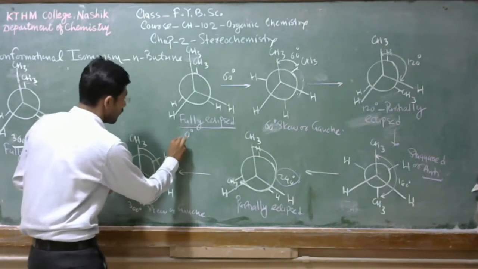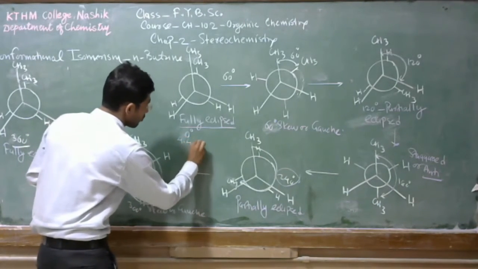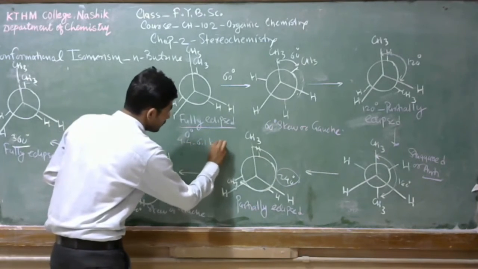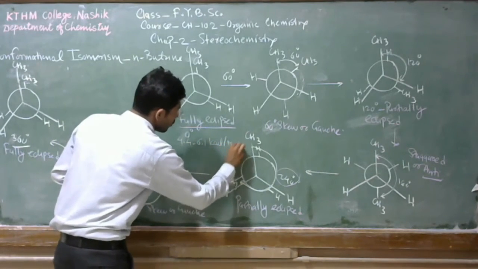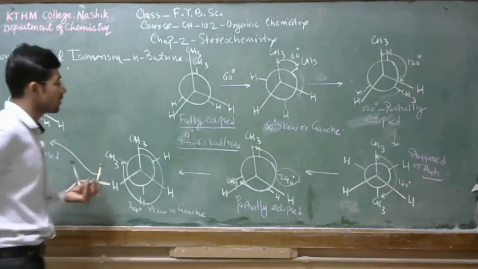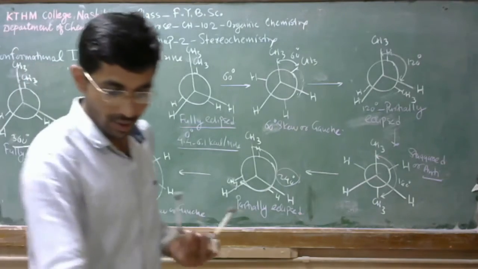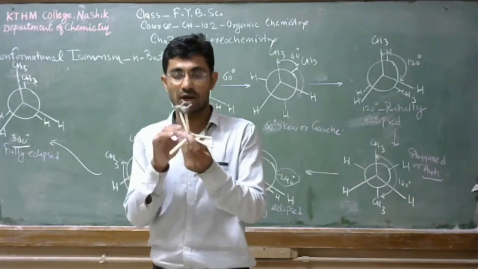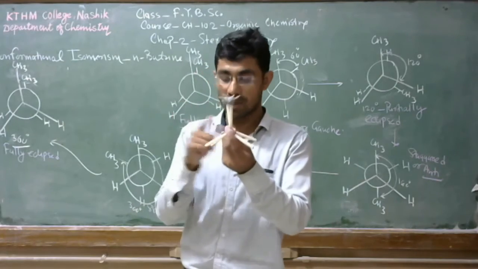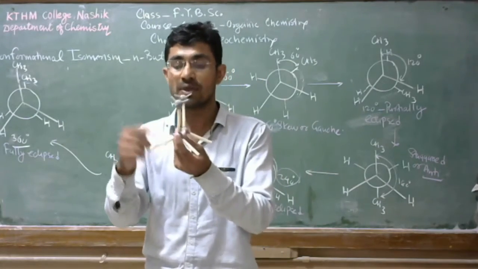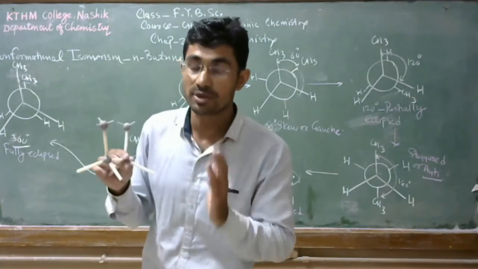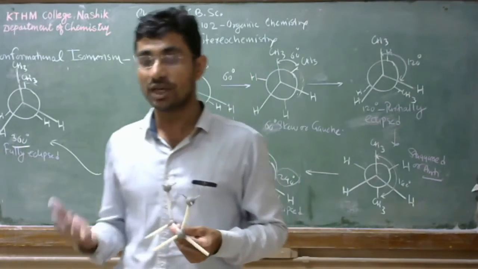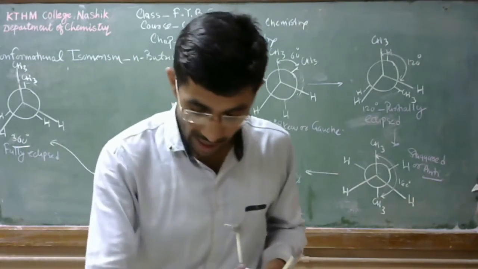How much? 4.4 to 6.1 kilocalorie per mole. In this range we can observe the energy of this conformation. We can see this from the model also. See here, the methyl groups are eclipsing, and these two hydrogens are also eclipsing, and these two hydrogens are also eclipsing. Because of that, the energy content of this conformation is very high.